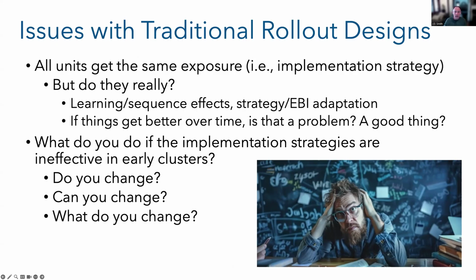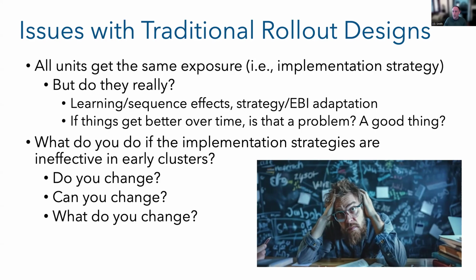So in a scenario where, with the best intentions, you've done really good preliminary work, but you realize and learn through data in the first cluster or two that your implementation strategy is not really working very well. Okay, it might be not working at all. It might be not working nearly to the extent that you expected it to. What do you do? Do you change it? Can you change it? Is that even permissible within a typical stepped wedge or rollout trial? And if you can change, what do you change, right? What are you allowed to change? What's not going to violate all these different rules? So this really can be a pull your hair out situation.